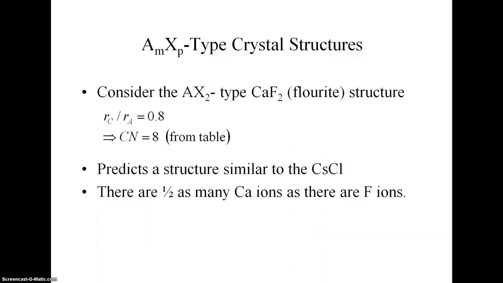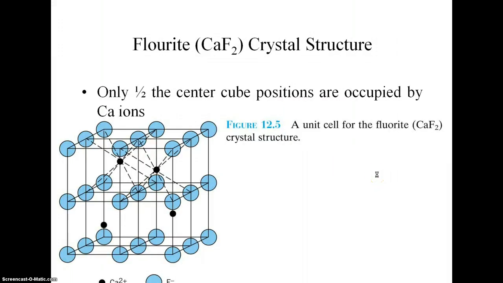Alright, now the AmXp type crystal structures. In these structures you don't have the 1-to-1 ratio anymore. So for example, you may have an AX2, such as calcium fluoride. We can look in our table that we discussed earlier, and we see that the coordination number is 8. And the structure for the calcium fluoride is similar to the cesium chloride, except that we have half as many calcium ions as there are fluorine ions. Why? Well, because it's a 1-to-2 ratio, 1 to 2. Right? So half as many calcium as we have fluorine. This is what the structure looks like.